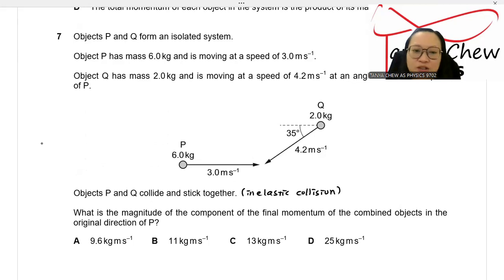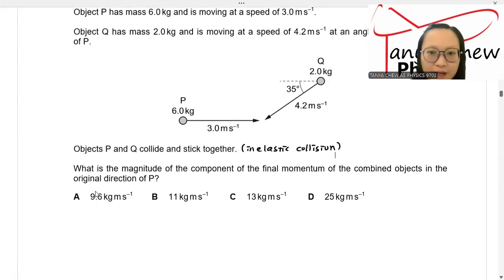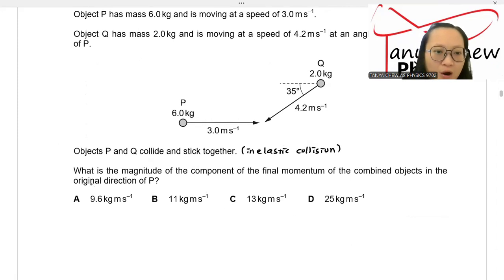So what is the magnitude of the component of the final momentum of the combined objects in the original direction of P? In the original direction of P, don't you think that P is moving in the horizontal direction? So I want to resolve it into horizontal component. Okay, so I'm going to write it here: resolve it into horizontal component.